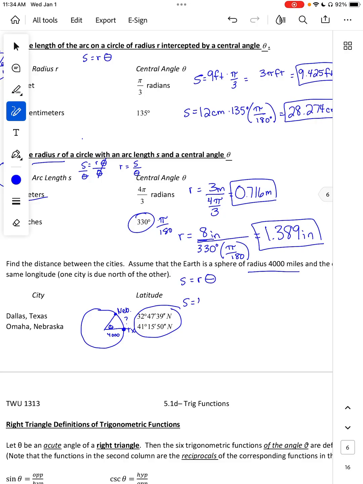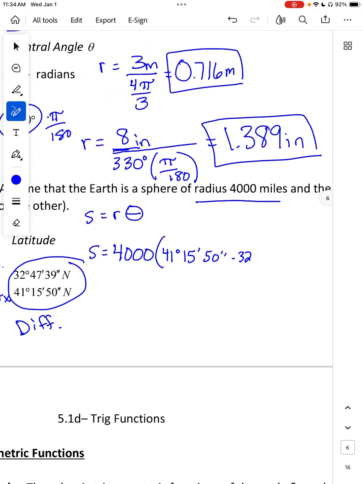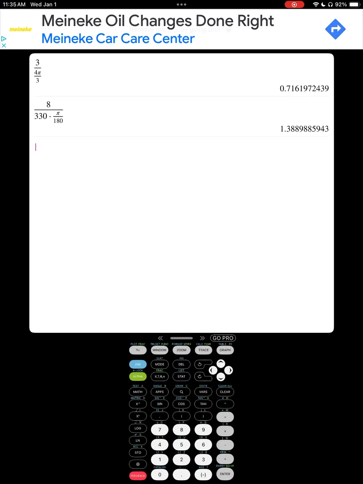S equals our radius, which is 4,000. Our degree measure, we want to find the distance between, so we want to find the difference between them. And I want to do the biggest one first. So 41 degrees, 15 minutes, 50 seconds, minus 32 degrees, 47 minutes, 39 seconds. But I do have to convert them, so I'm going to do times pi over 180. And I can have the calculator do all the work. So let's go over to the calculator and put that in.